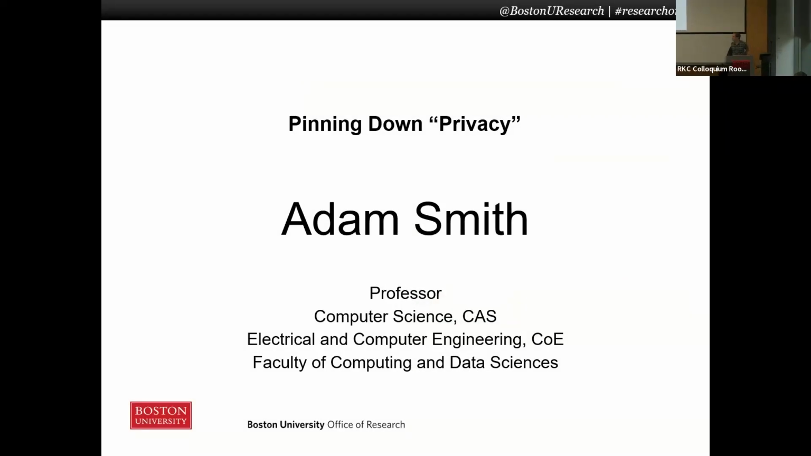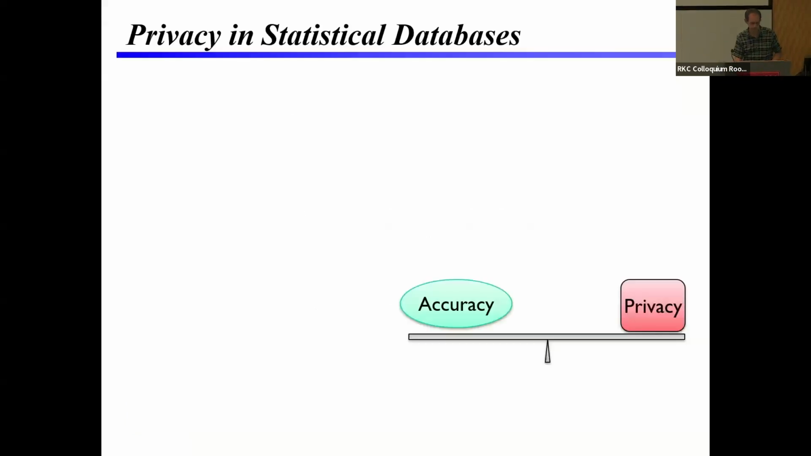My name's Adam Smith. I'm a faculty member in computer science here, and also by courtesy in electrical and computer engineering, and also in CDS. My work largely looks at some technical dimensions to privacy. So it's quite a different flavor of question from the ones we've been talking about so far today.